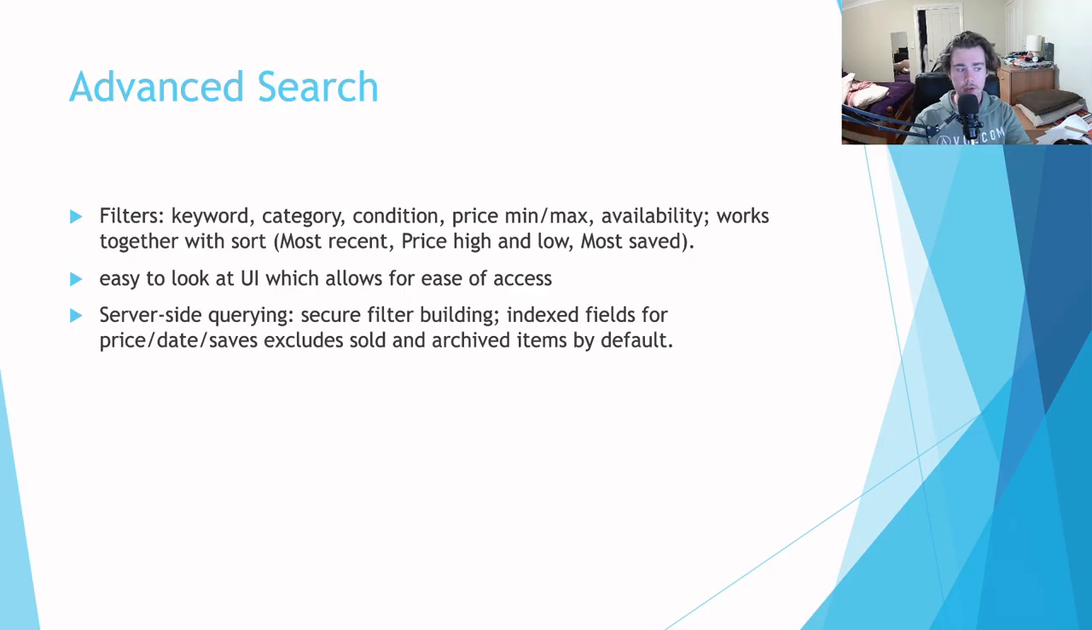So the advanced search has many different filters throughout it. You can search by keywords, category, condition of it, the price of it, if it's available, and it works with a sort measure, so you can see like most saved items or most recent and stuff like that. The UI is easy to look at and it follows the rest of the website. On the server side, it has indexed fields for price, date, and saved, and obviously it would exclude the sold items already, so archived items it will not include.